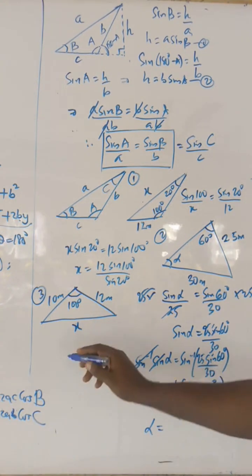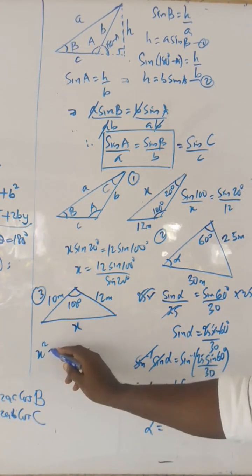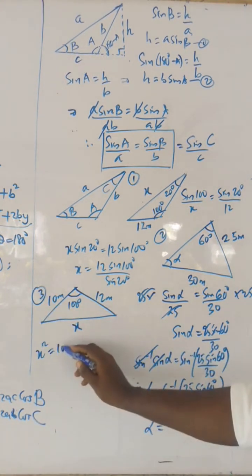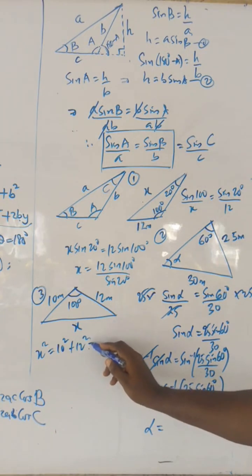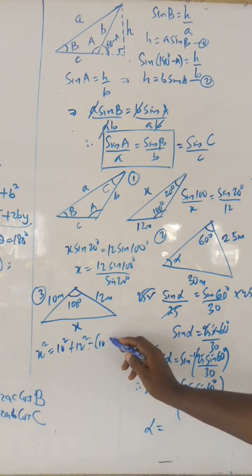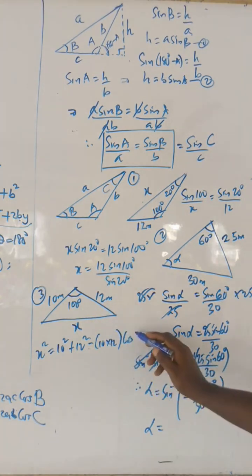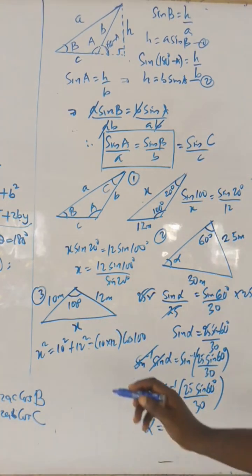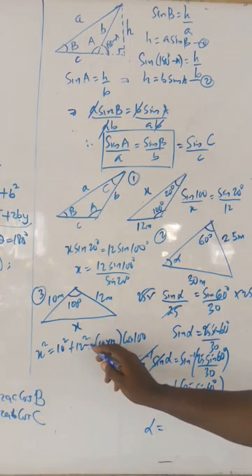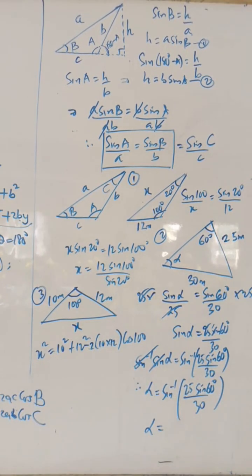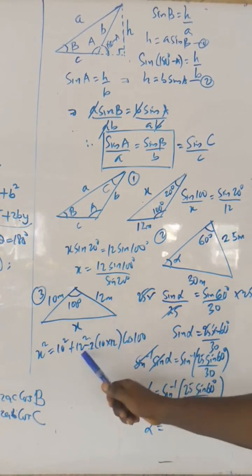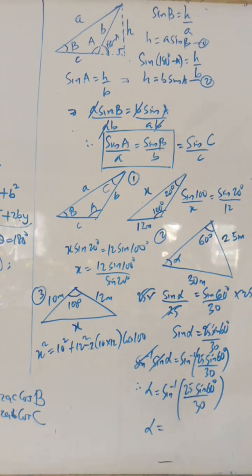So the side you are looking for, you write it first. x squared equals 10 squared plus 12 squared minus twice their product, 2 times 10 times 12, times cos the angle 100. Square this, minus twice their product, then cos the angle.